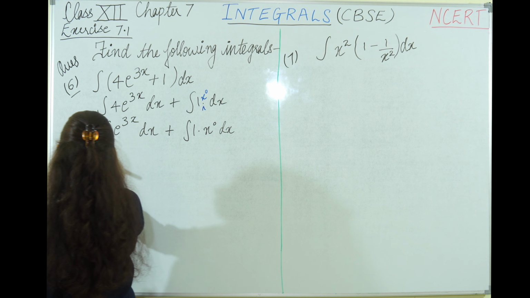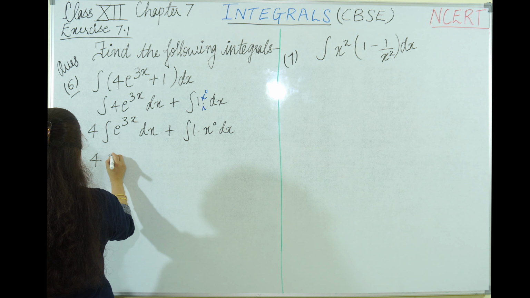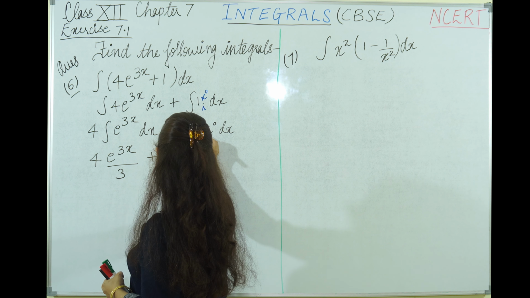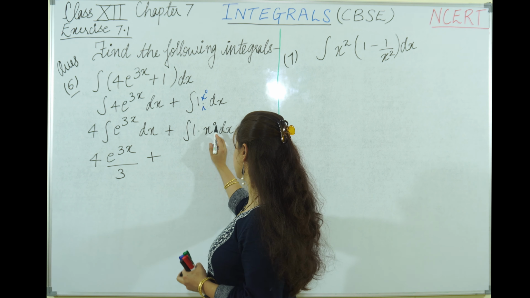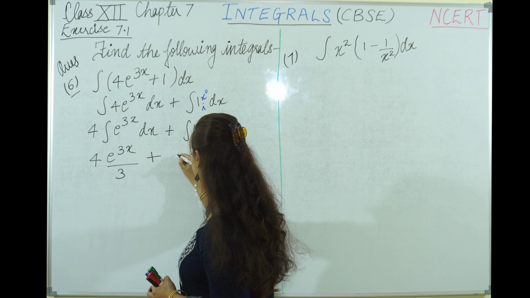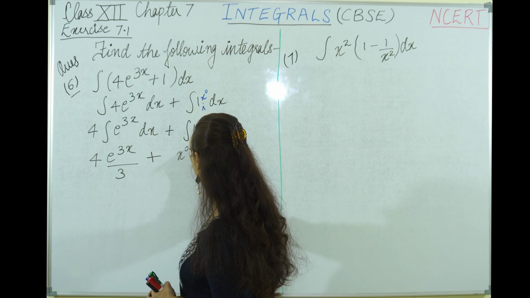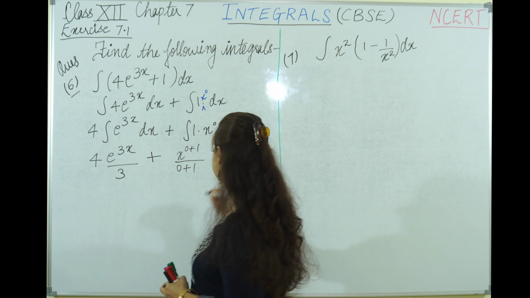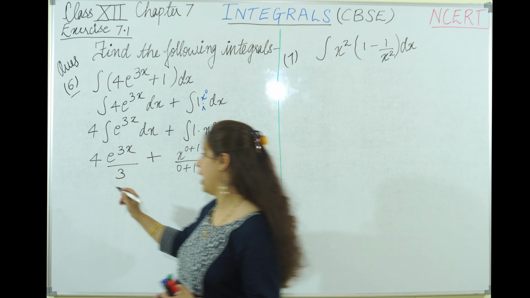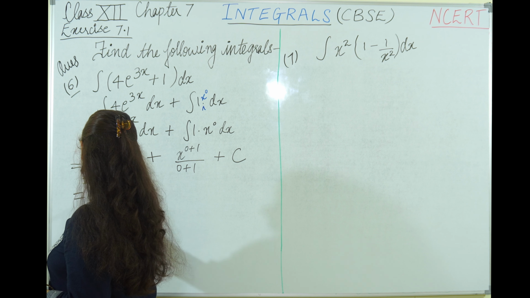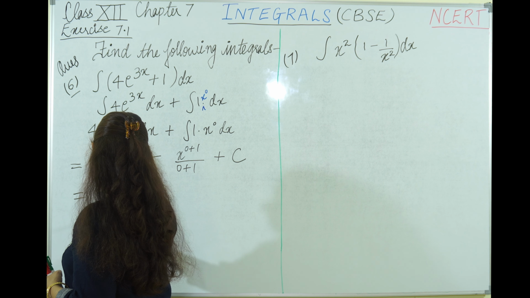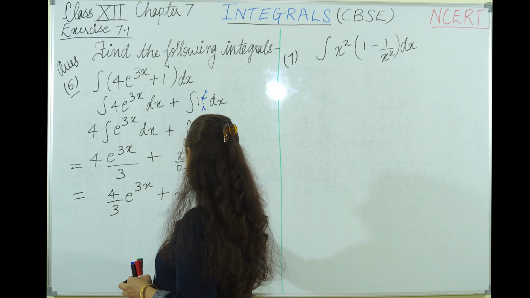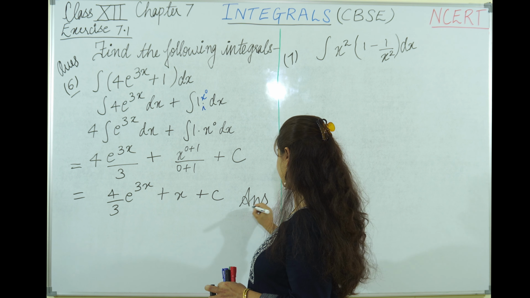Okay, so it will become 4 e to the power 3x upon 3 plus, and over here it is x to the power 0, so it will become x to the power 0 plus 1 upon 0 plus 1, and a constant will get added over here, and a constant will get added over here. So it will become 4 upon 3 e to the power 3x plus x plus c as my answer.